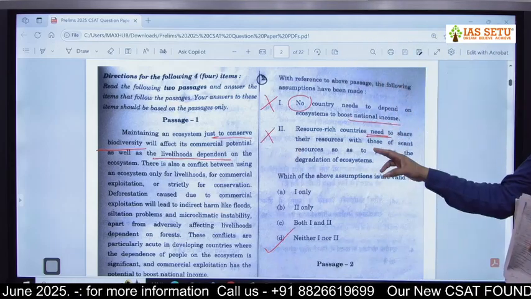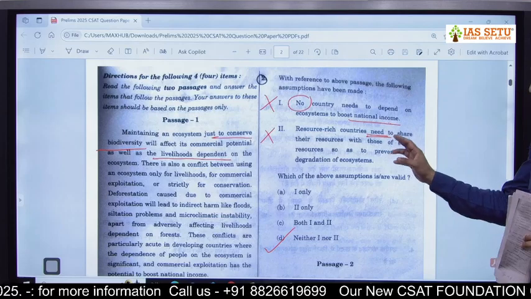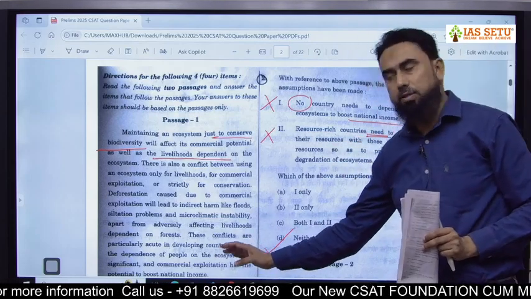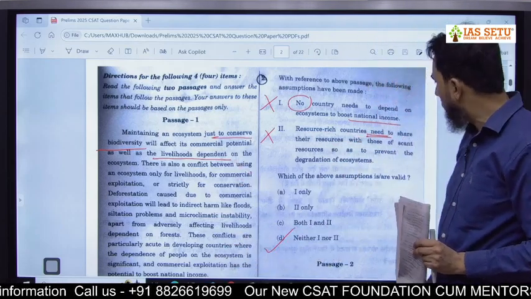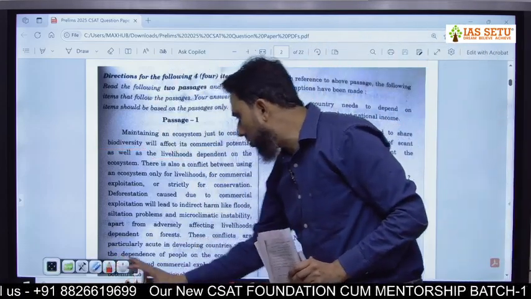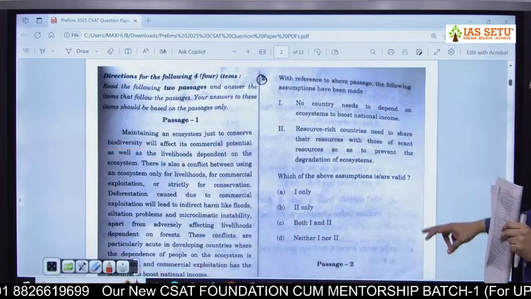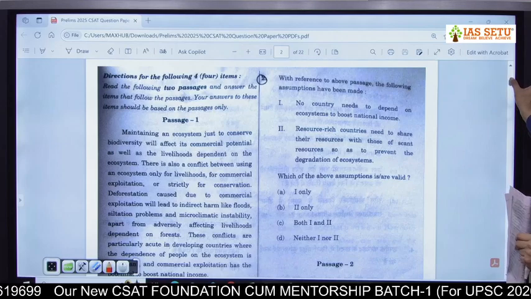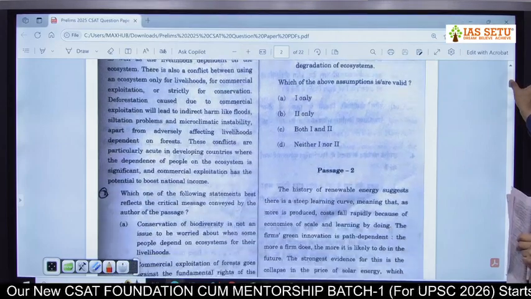For any statement of an assumption to be true, there should be some backing in the passage. The author has only discussed the problem in the developing countries, without making any claim about the resource-rich countries needing to share. So second question, it should be D option.